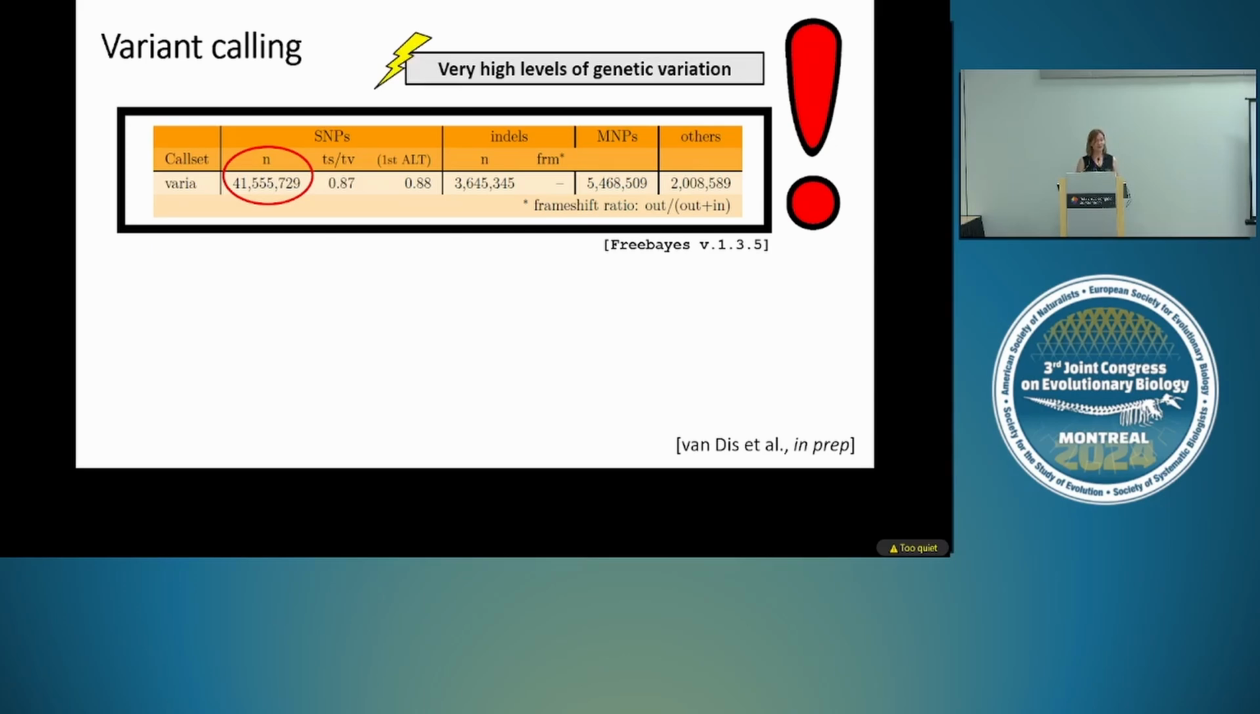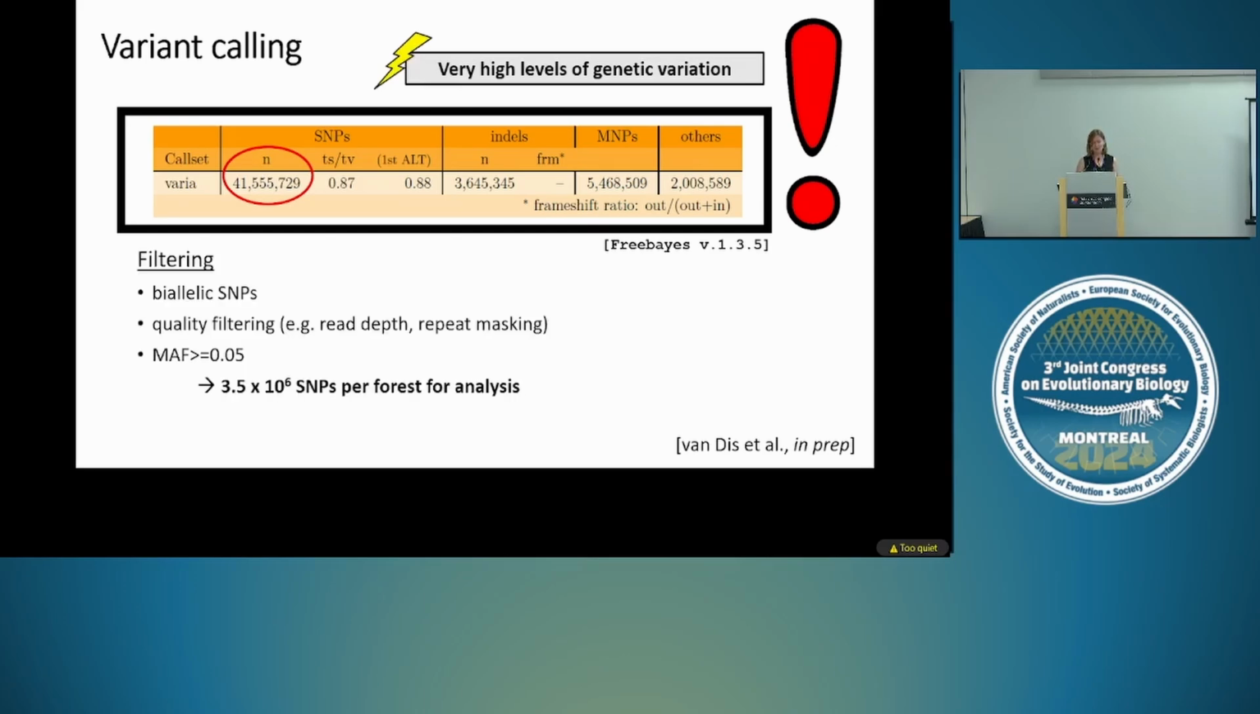For the analysis, we couldn't look at all of these variants, of course, so for now we decided to look only at biallelic SNPs and then did some quality filtering so that we ended up with 3.5 million SNPs per forest for the eventual analysis.